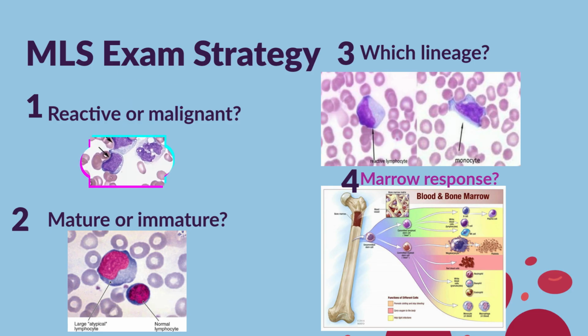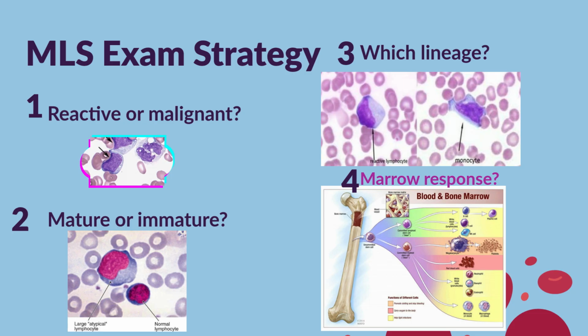I wanted to do this one as well. This slide is probably one of the most important slides of the week because this is how you should approach morphology questions on MLS. When you see an abnormal white blood cell or a smear question, stop and ask yourself 4 things. Is this reactive or malignant?